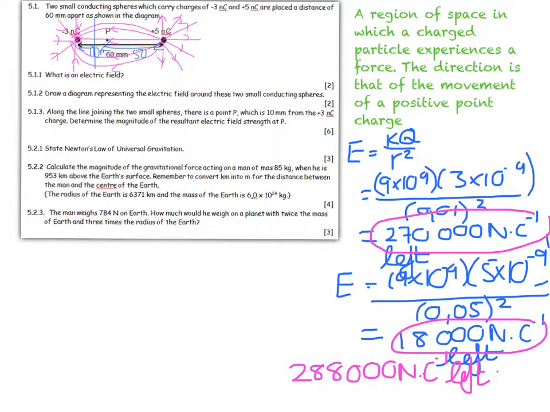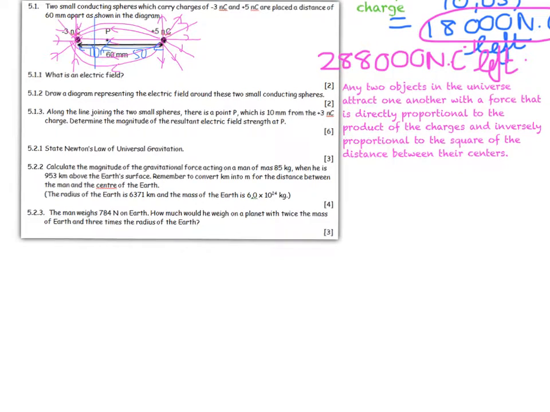State Newton's universal law of gravitation. So, any two objects in the universe attract one another with a force that is directly proportional to the product of their charges. This is Newton's universal law of gravitation. Sorry, directly proportional to the product of their masses and inversely proportional to the square of the distance between their centers.